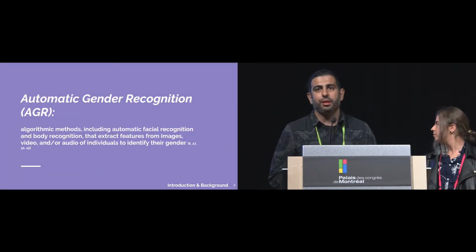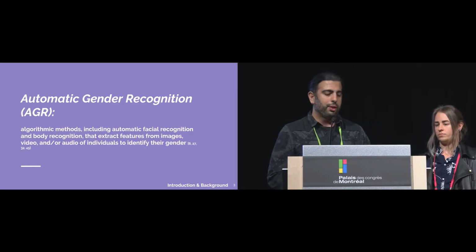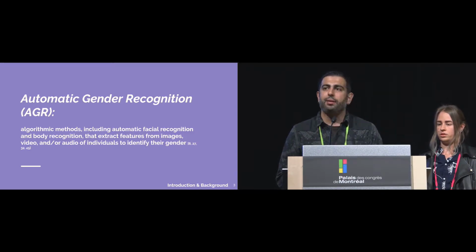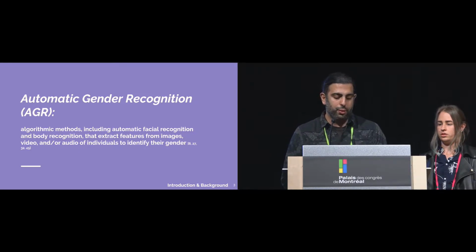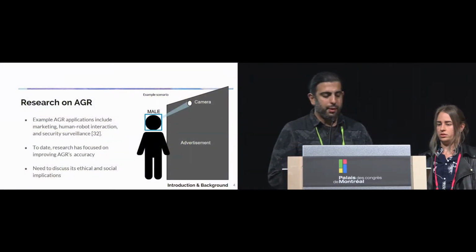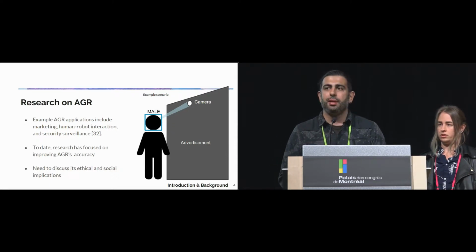An example of such technology is automatic gender recognition, or AGR, which refers to a series of algorithmic methods, including automatic facial recognition and body recognition that extract features from images, video, and/or audio of individuals to identify their gender. Examples of AGR to date include marketing applications, human-robot interaction, and security and surveillance applications.